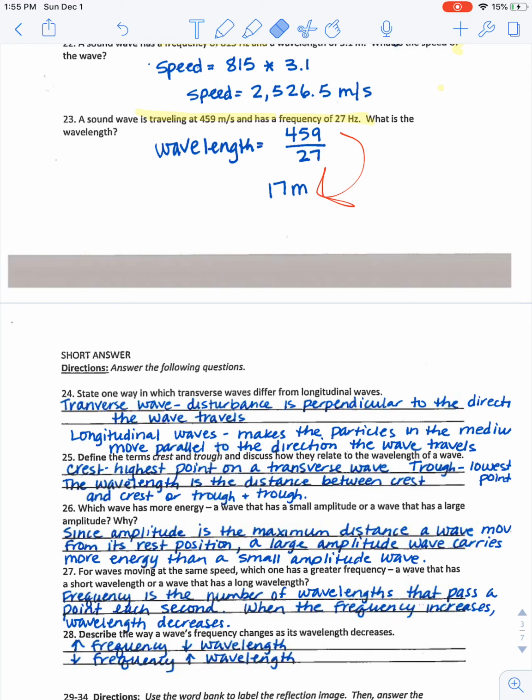And then 28, it kind of piggybacks on 27. Describe the way that wave's frequency changes as its wavelength decreases. When the frequency goes up, the wavelength goes down. The waves are closer together. When there's less frequency, so less are coming by every second, it's because you spread it out. The wavelengths are longer, further apart.